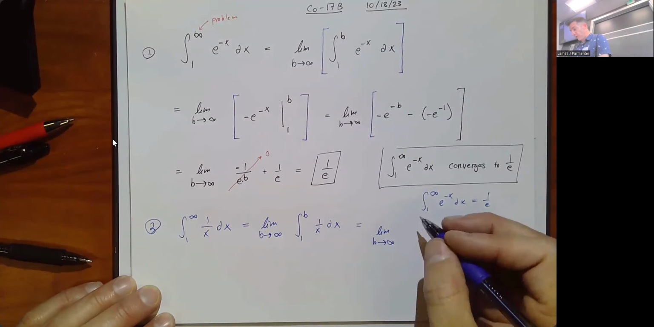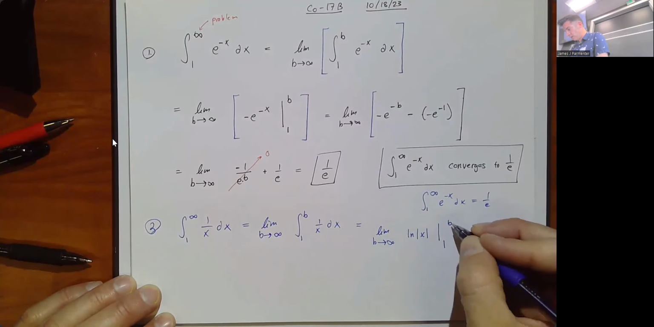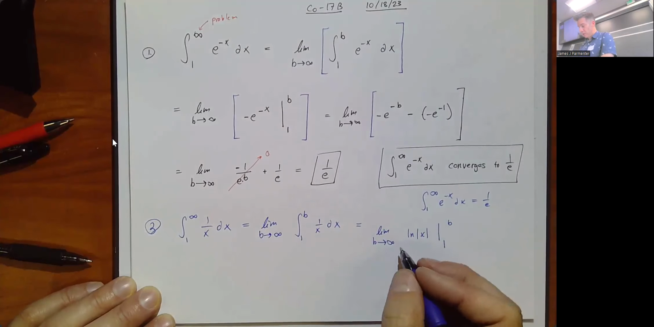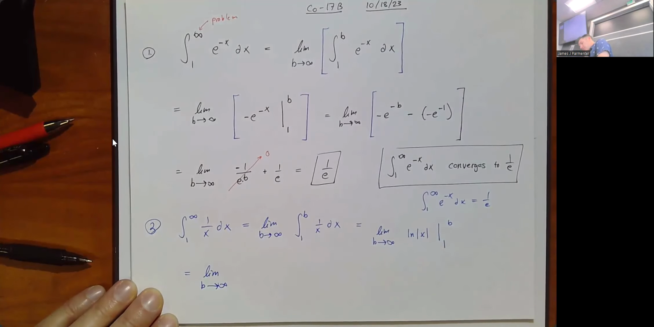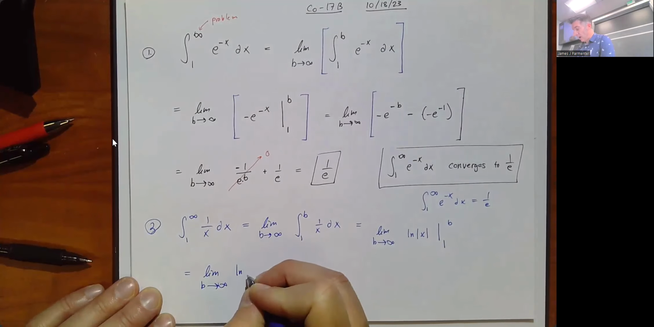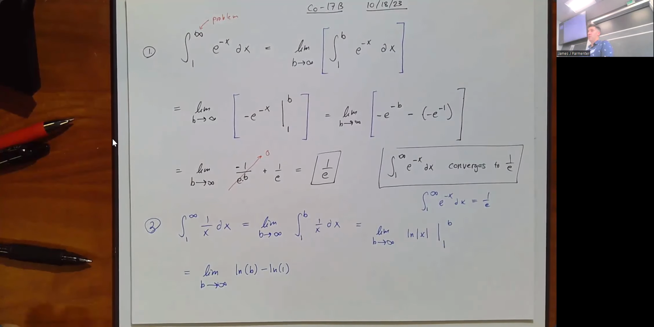The antiderivative of 1 over x is the natural log of the absolute value of x, evaluated from 1 to b. We plug in the limits of integration, so we're still writing the limit as b goes to infinity of the natural log of b minus the natural log of 1. I didn't write the absolute values because both things are already positive. 1 is certainly positive, and b going to infinity is also certainly positive. It's also perfectly fine to write the absolute values there if you want to.